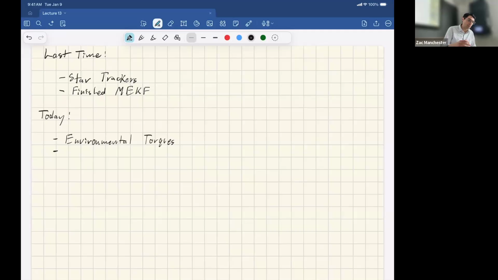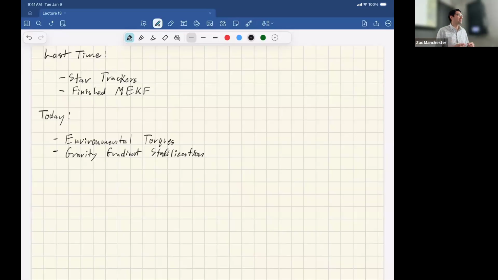Then we'll talk about some fun, old school, but still used in the small sat end of things, techniques for passive attitude stabilization. Because it naturally fits into this environmental torques discussion, today we'll get through that, and then we'll hopefully talk about gravity gradient stabilization, which is a fun way of making your satellite do nadir pointing sort of for free, which is cool.